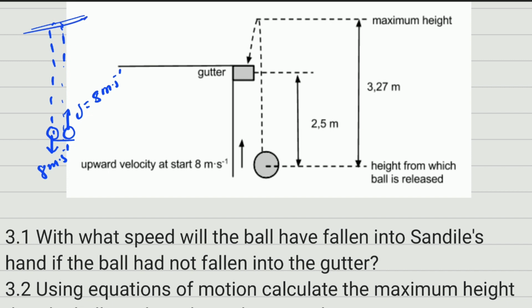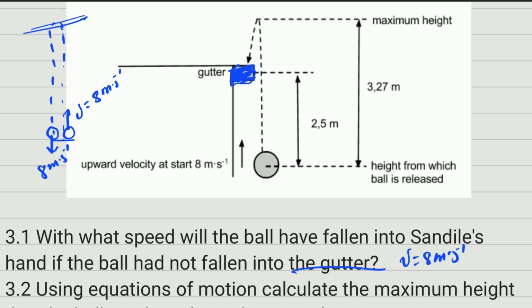In this case, it's not the case because you have a gutter there, you have something here that is having contact with the object. That is why they're asking here in the question what the speed will be if it was not falling into the gutter. So if it was not falling into the gutter, then the speed here would be 8 meters per second, no direction, because they don't want a direction in that question. They're just asking for the speed. So if there was not this gutter here, then the ball will reach Sandile's hand at the same speed at which Sandile threw the ball up, which is 8 meters per second.